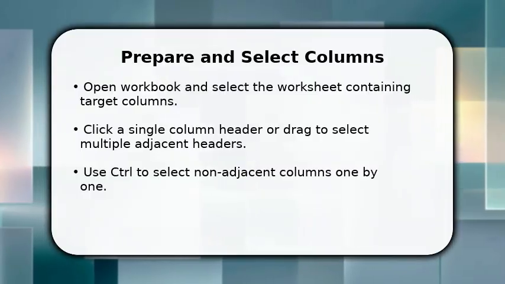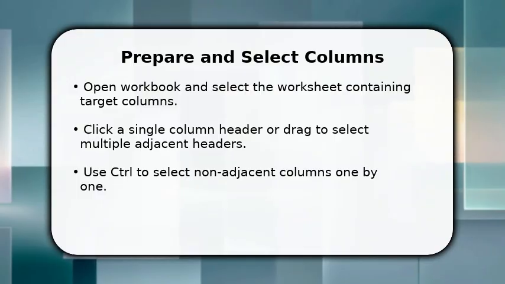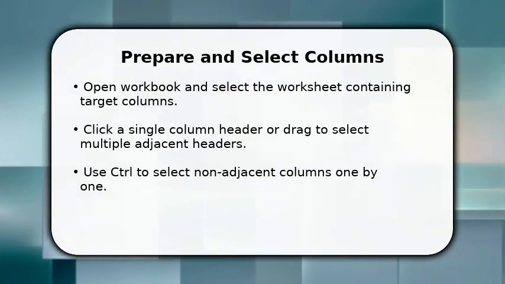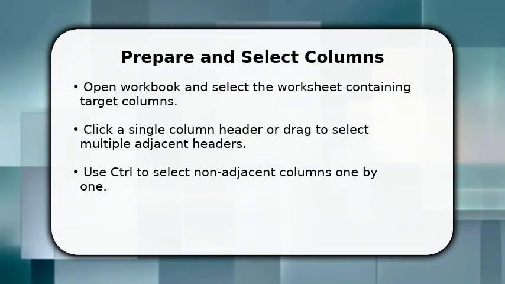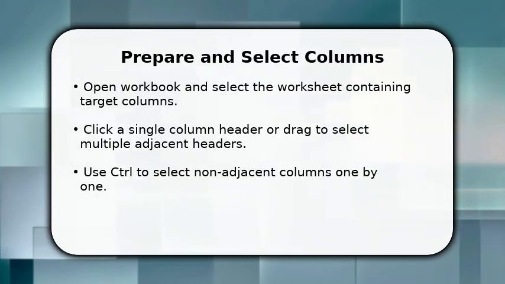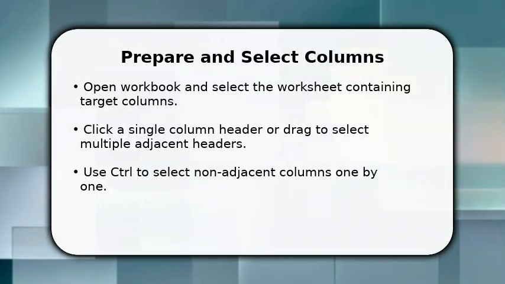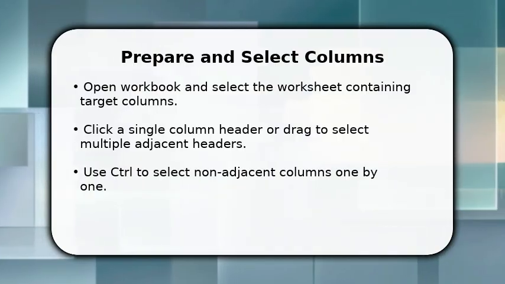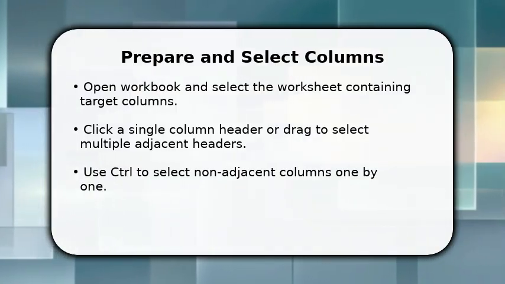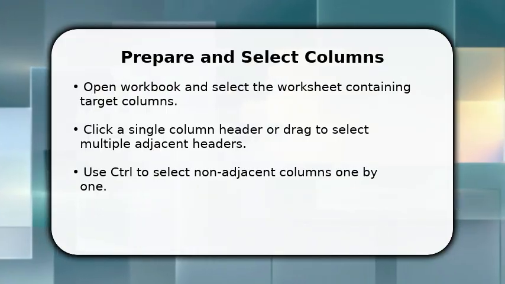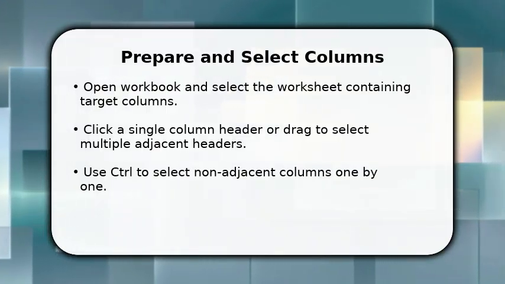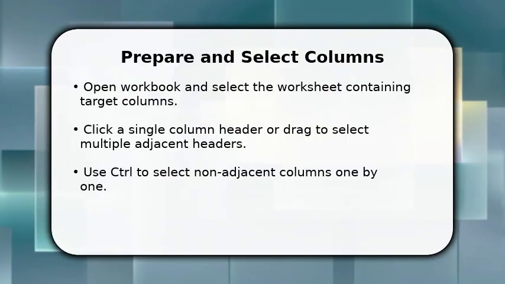You start by opening the workbook and going directly to the sheet with the columns you want to hide. Click a column header to select it. If you need several adjacent columns, drag across their headers. Once done, hold Ctrl and click additional non-adjacent headers to add them to your selection. Make sure the correct headers are highlighted so you don't hide the wrong data.